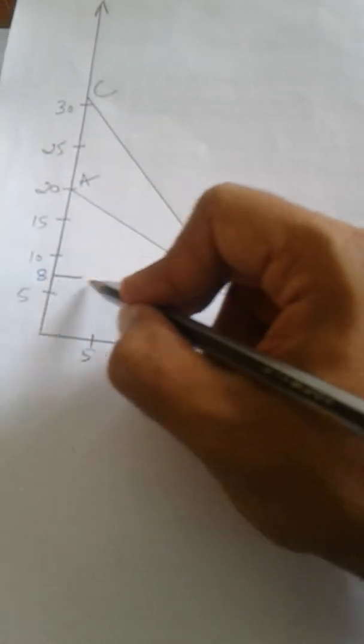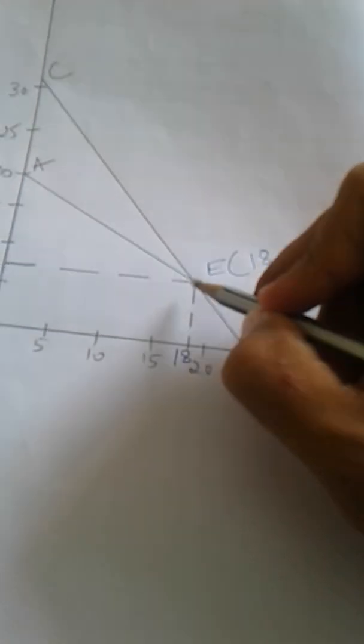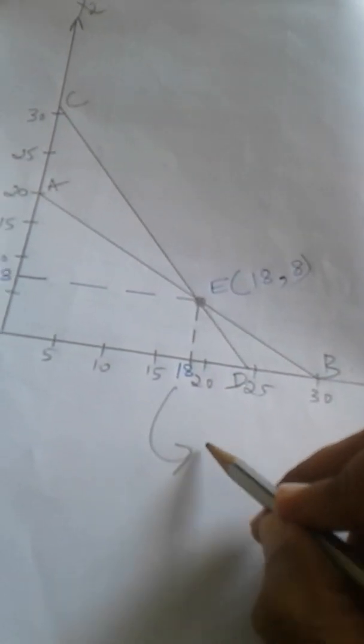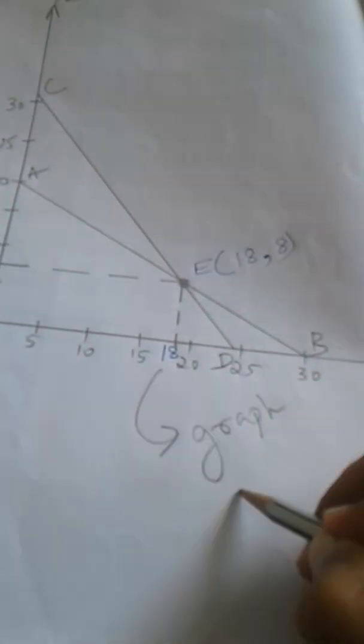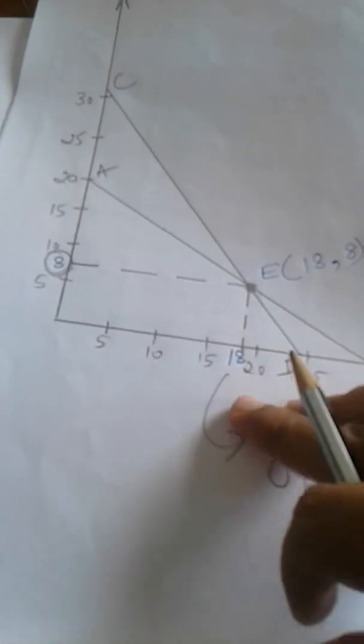Next, just mark the intersection point. The intersection point is this, and we will get it as 18. How do we get this as 18? If you draw it on the graph sheet, you will get this point as 18. Similarly, you will get this point as 8 if you draw it on the graph sheet. So just try to draw this on a graph sheet, you can purchase one, and you will get these two points, 18 and 8.